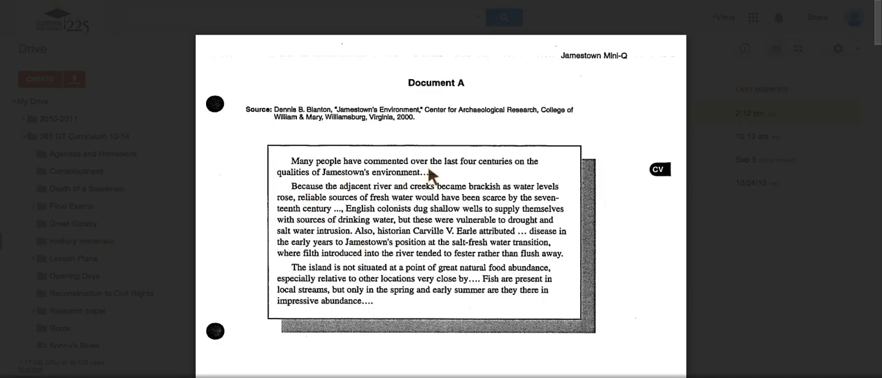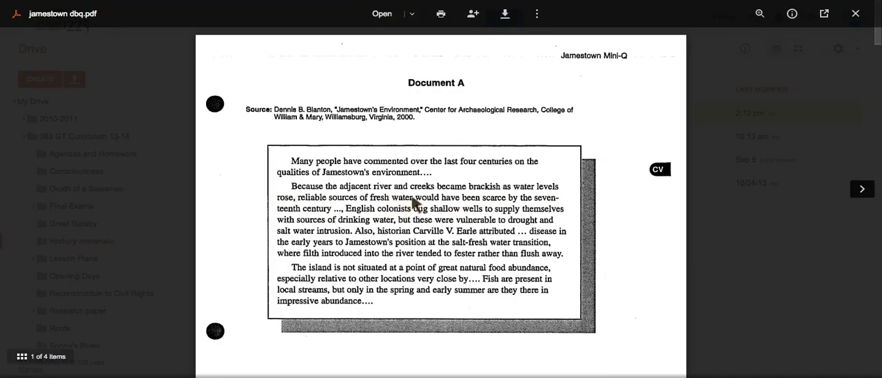In this case, many people have commented over the last 4 centuries on the qualities of Jamestown's environment. Because the adjacent river and creeks became brackish as water levels rose, reliable sources of fresh water would have been scarce by the 17th century. English colonists dug shallow wells to supply themselves with sources of drinking water, but these were vulnerable to drought and saltwater intrusion. Also, historian Carville V. Earle attributed disease in the early years to Jamestown's position at the salt-fresh water transition, where filth introduced into the river tended to fester rather than flush away. The island is not situated at a point of great natural food abundance, especially relative to other locations very close by. Fish are present in local streams, but only in the spring and early summer are they there in impressive abundance.